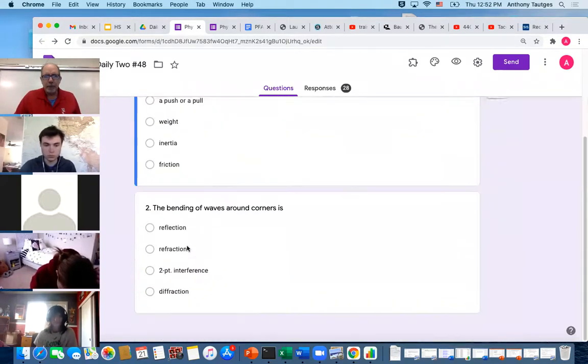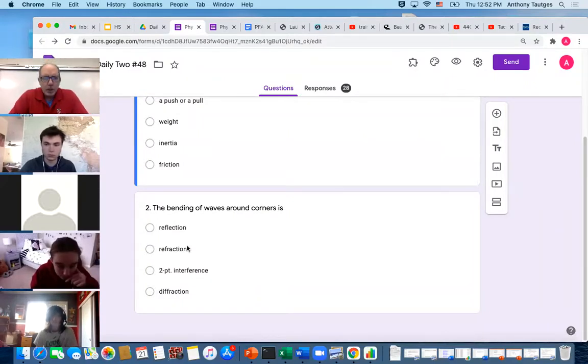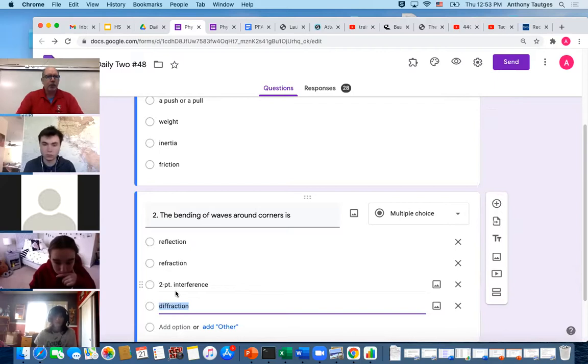The second one, the bending of waves around corners. This is what you saw from the videos, okay? And the correct answer to that is diffraction. Diffraction is defined as the bending of waves around corners. And so if you're in a room, you can hear what's going on outside because as the sound passes through the opening of the door, it's able to bend around the corner. So even if you're standing with your back to the wall right next to the door, the sound is able to bend around the corner and get to your ears.